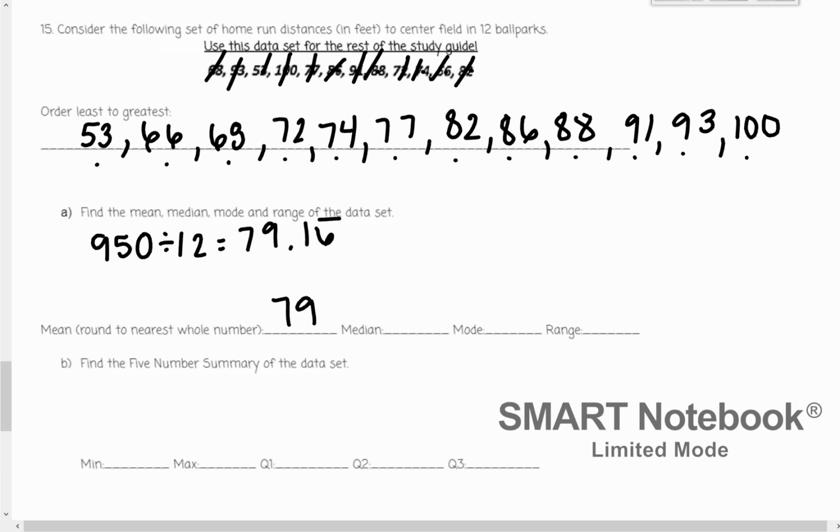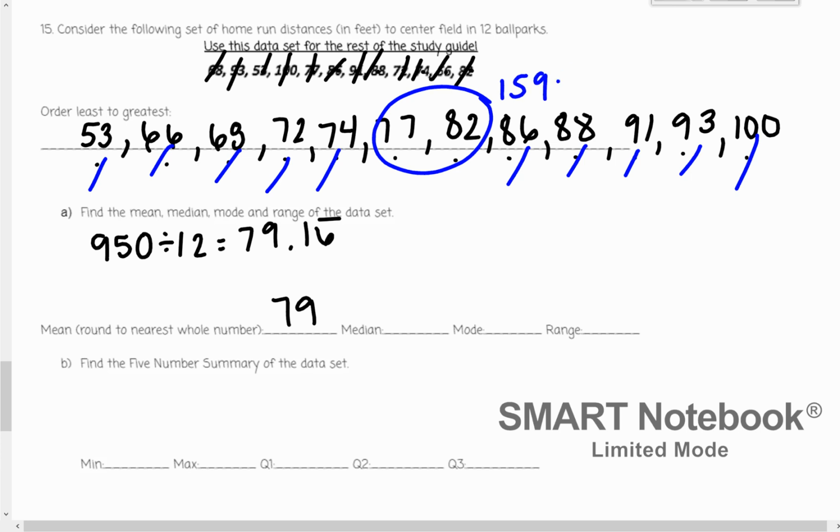Median, I'm going to be crossing off those numbers from the left and the right until I get to 1 in the middle or 2 left in the middle. I'm left with 2 left in the middle because I crossed off 5 from the left, 5 from the right. I add them up. 77 plus 82 equals 159. Then I divide that by 2 to get 79.5. Median is 79.5.